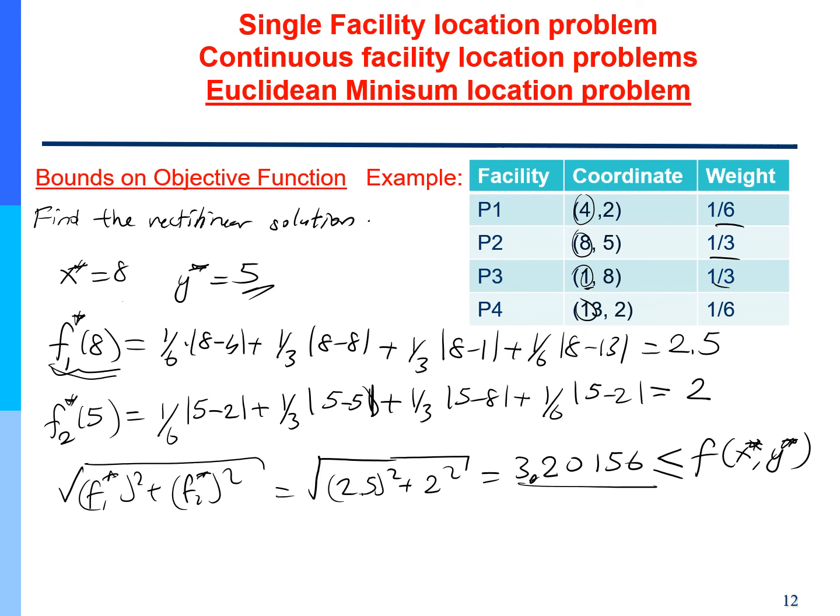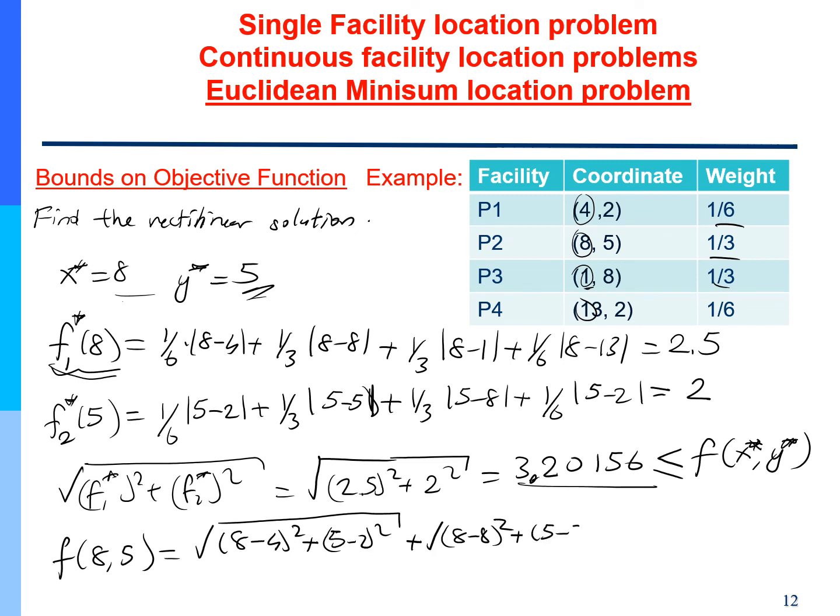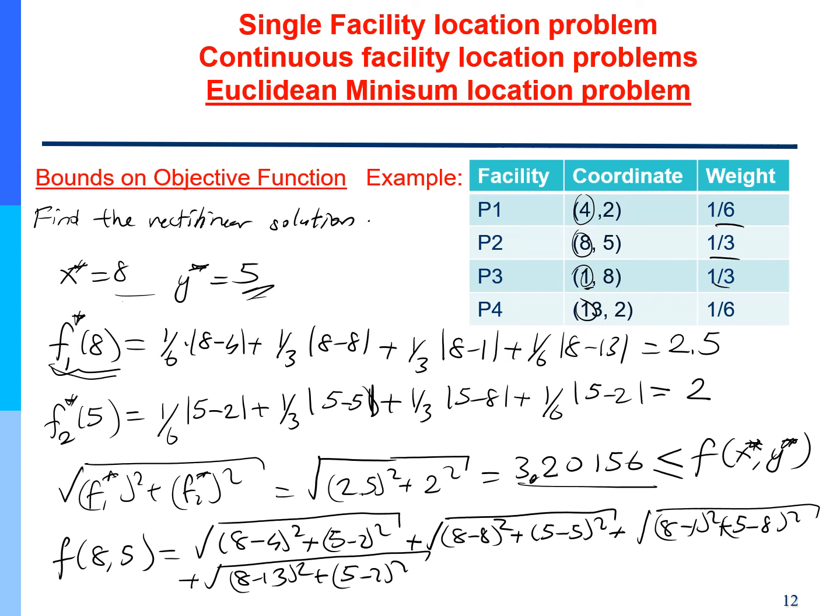But on the other hand, we know that if you take any point, let's take 8 and 5 as the point, and calculate its Euclidean solution. How do we find it? It will be simply the square root of (8 minus 4) squared plus (5 minus 2) squared, plus the square root of (8 minus 8) squared plus (5 minus 5) squared, plus the square root of (8 minus 1) squared plus (5 minus 8) squared, plus the square root of (8 minus 13) squared plus (5 minus 2) squared. So what is this? It is the objective function value corresponding to this point.